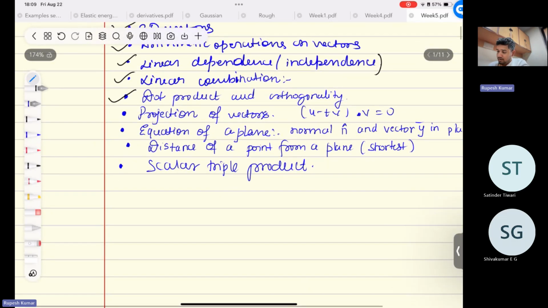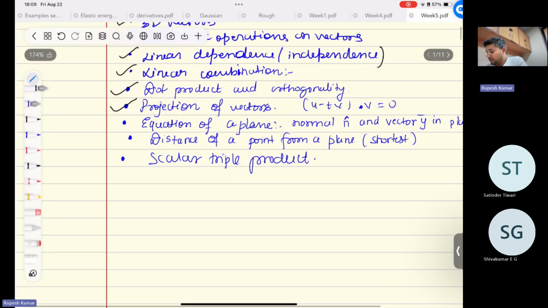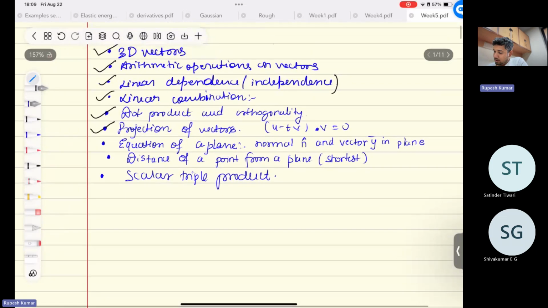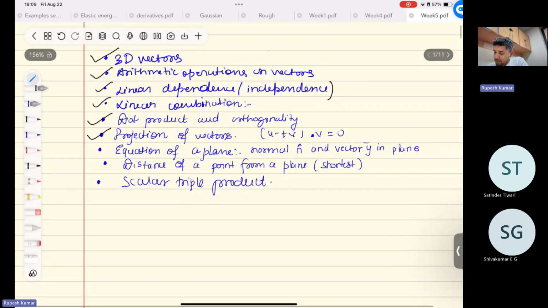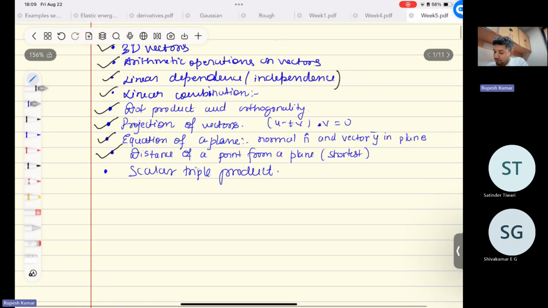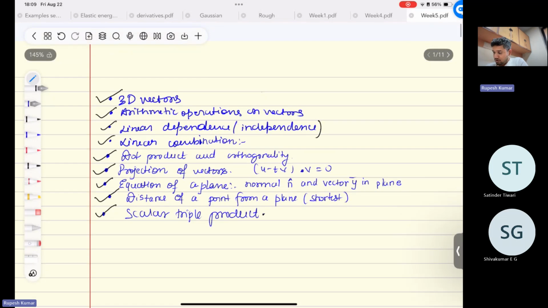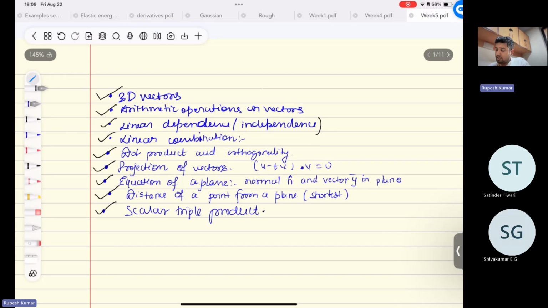Then you must have seen a projection of a three-dimensional vector in the 3D space. Then what is a plane and how to represent a 2D plane in a three-dimensional space. Then from the equation of a plane, can we find the shortest distance of a point from the plane? And lastly, we saw how to find the volume of a parallelepiped formed by three vectors, right? That is essentially the scalar triple product. So these were the concepts that were covered in this week. It's a very brief introduction, right?